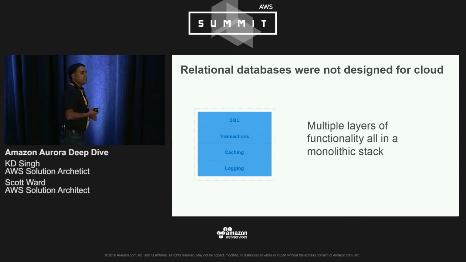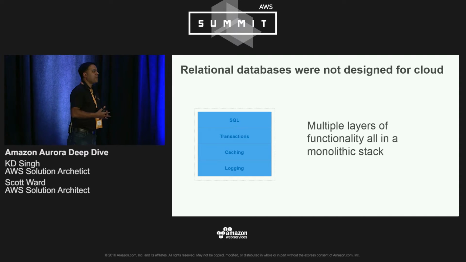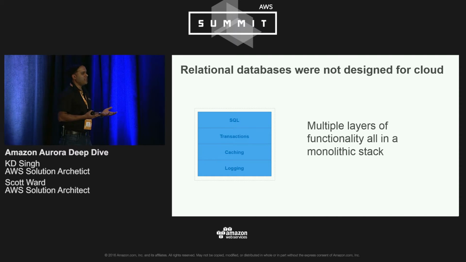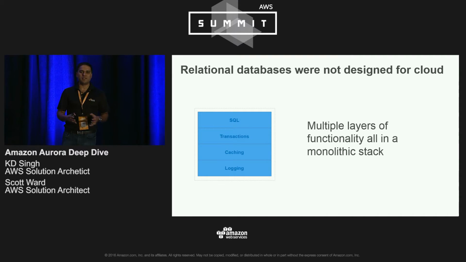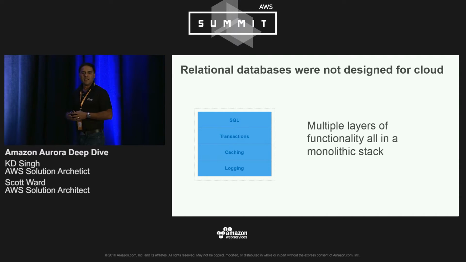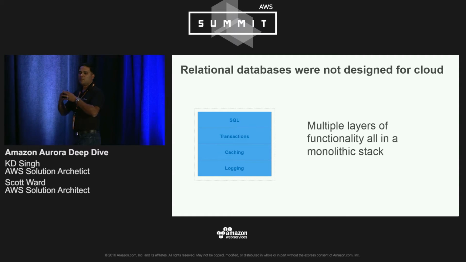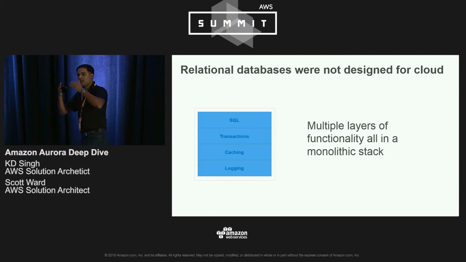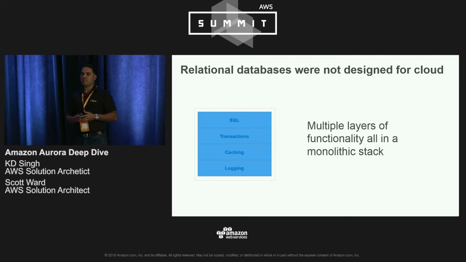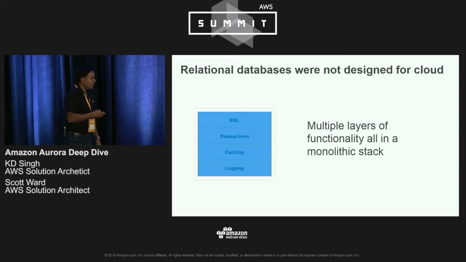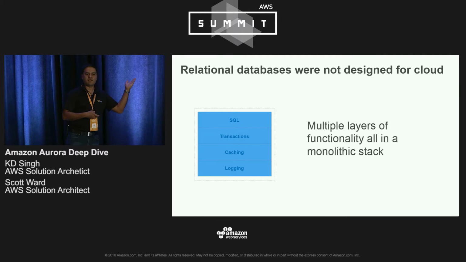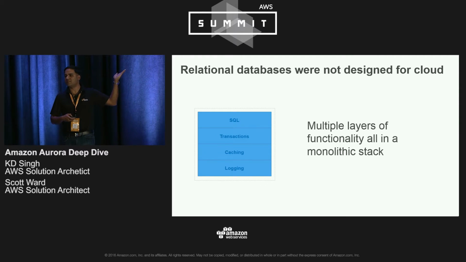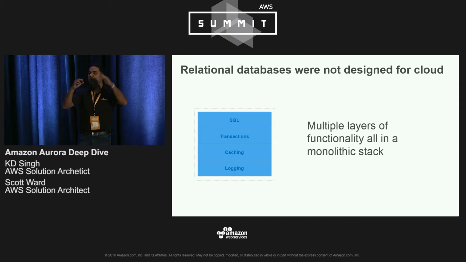So let's get a little bit into why we designed Aurora. If we think about any relational database system, at the very core of it, it's some store and some compute. And typically, this store and this compute is all running on a single box. There are different layers of functionality. If you look at the picture, we have SQL, transaction, caching, logging, and storage, different layers of functionality. You can think of these as different tiers, but the bottom line is all of this is running on a single box.